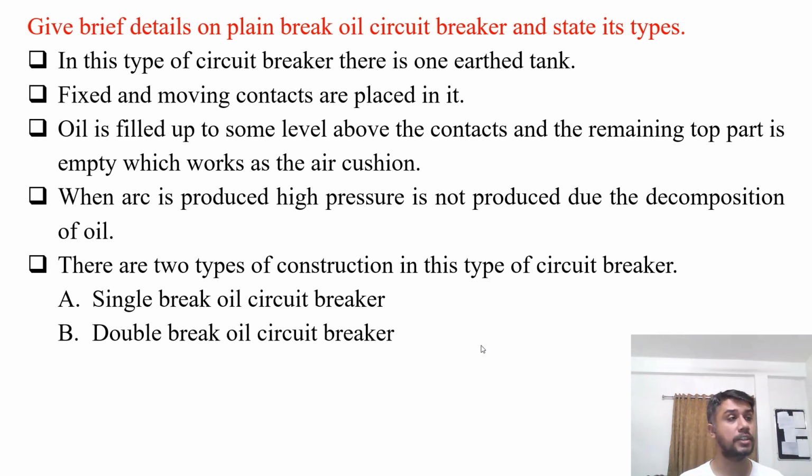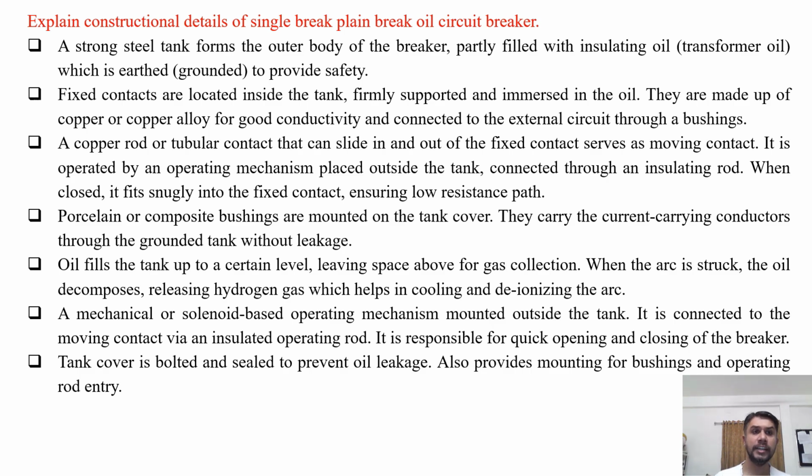There are two types of construction in this type of oil circuit breaker. One is single break oil circuit breaker and the other one is the double break oil circuit breaker. Explain constructional details of single break, plain break oil circuit breaker. A strong steel tank forms the outer body of the breaker and it is partly filled with the insulating oil, which is known as the transformer oil, which is earthed or grounded to provide safety. Whenever we touch the outer body of the tank, we should not get a shock. Fixed contacts are located inside the tank, firmly supported and immersed in the oil.